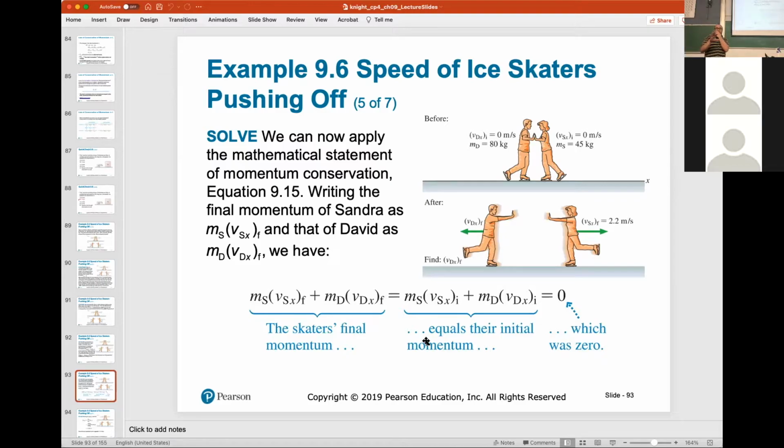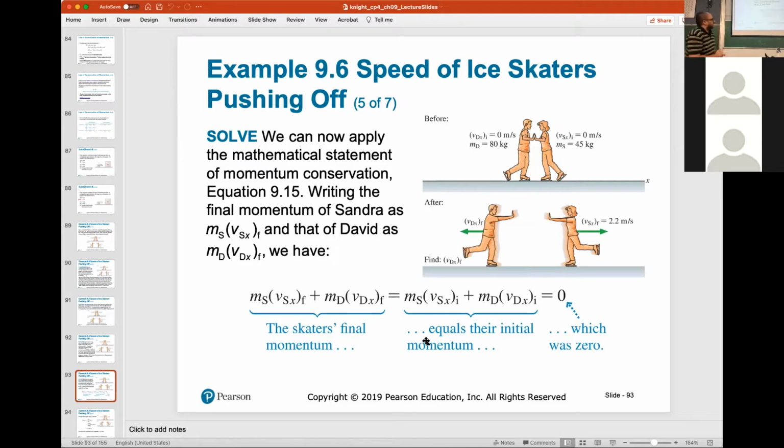Jellyfish do the same thing. They basically suck in a bunch of water, and then they push it out behind them, and then they can swim. So the momentum of the system doesn't change. The momentum is still conserved. If you think about the system as both in this problem, David and Sandra, so our system is the two skaters, and the momentum of the total system hasn't changed.